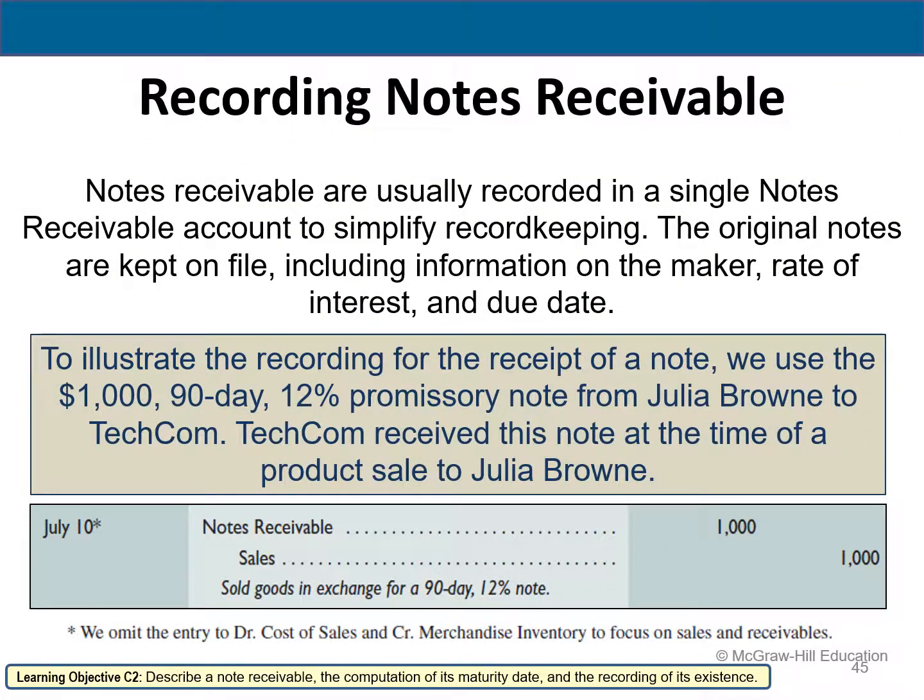When we record our note, when the borrower takes out the note from us, we're the lender in this case, it's a receivable, right? We're going to record a note receivable of $1,000, and we're going to record sales of $1,000 because they issued a 90-day note for a purchase of something. Okay.